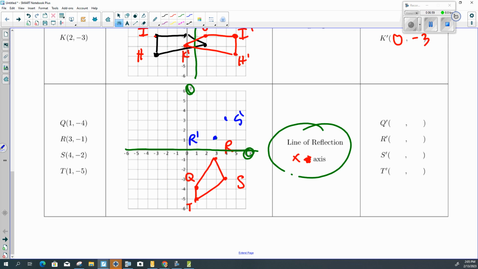Good. Yes. All right, it looks like we're getting it. We're definitely not perfectionists. You are. Some of you are using rulers. Did you get it?